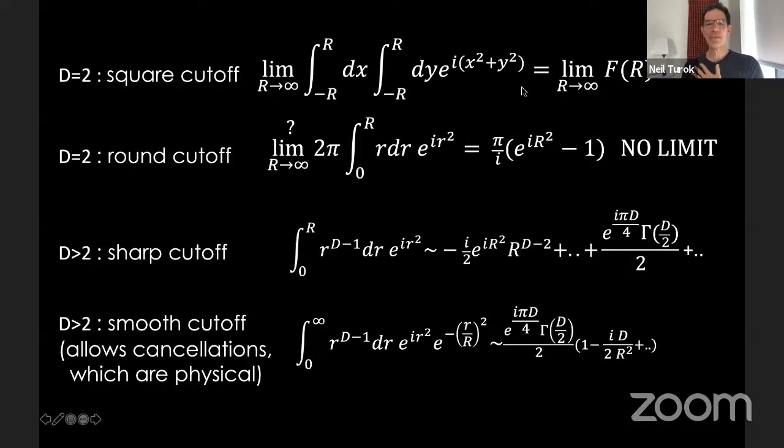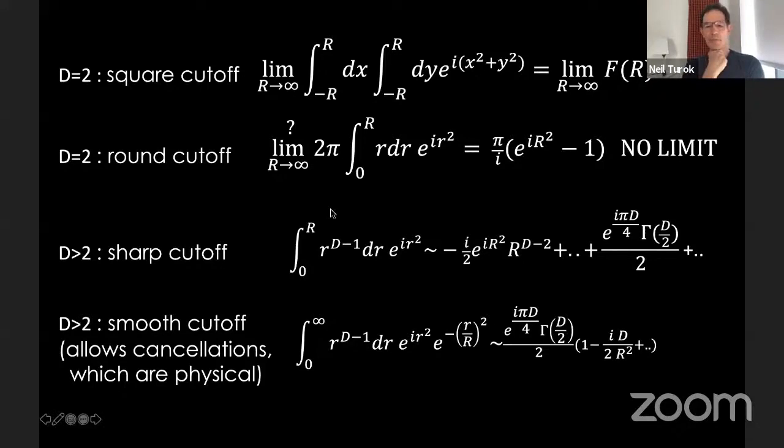Why not use a round cutoff in two dimensions? Then you would write it this way, but the problem here is you can do this integral exactly. You get e to the i r squared, and as you take the cutoff to infinity, there's no limit. So a two-dimensional Gaussian with a round cutoff has no limit. So this tells you immediately that somehow using cutoffs is not a good way to go about defining these integrals. You've got to be cleverer than that.